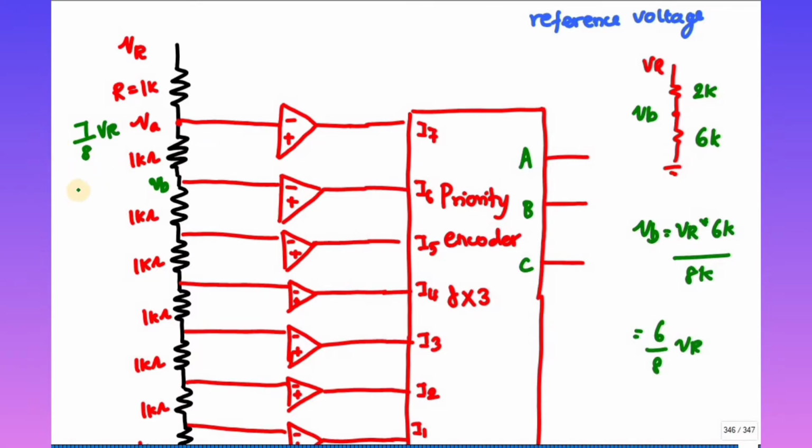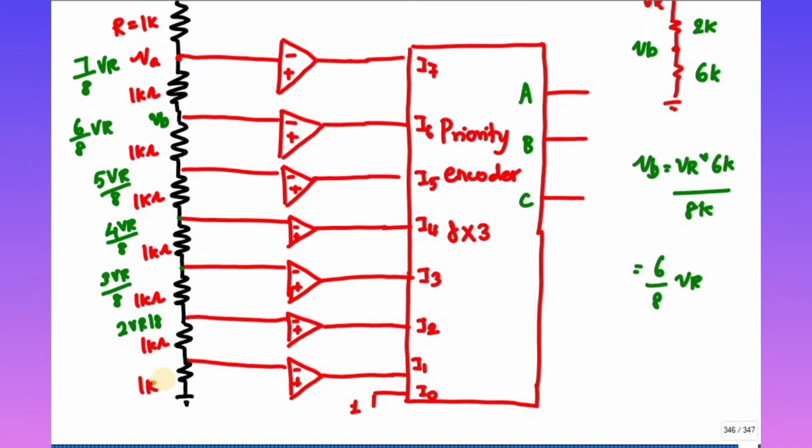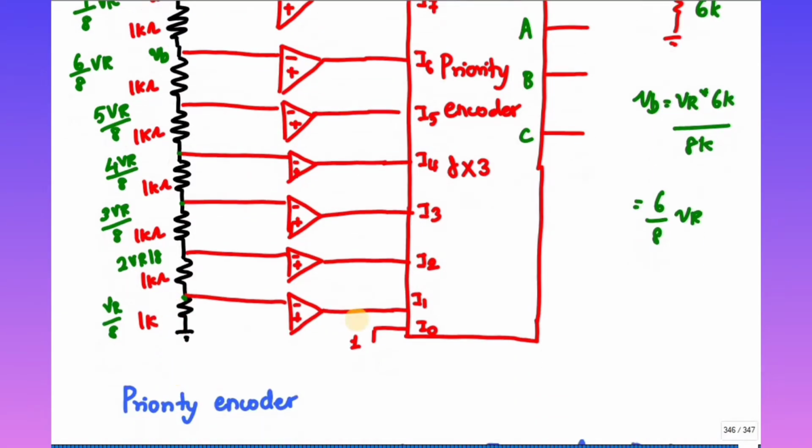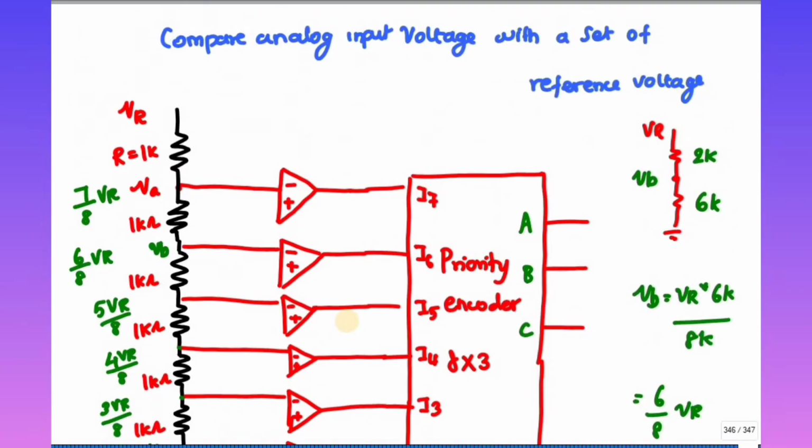So I can write this one as 6 by 8 VR, this one as 5 by 8 VR, this one as 4 by 8 VR, this one as 3 by 8 VR, this one as 2 by 8 VR, and this one as VR by 8. This point is my comparator, and now this is my comparator. So I have connected 7 comparators, right?